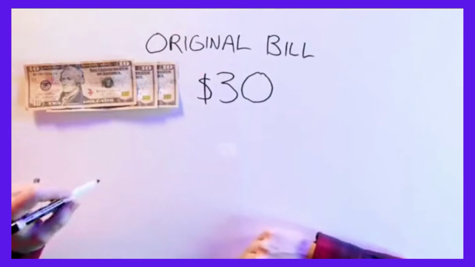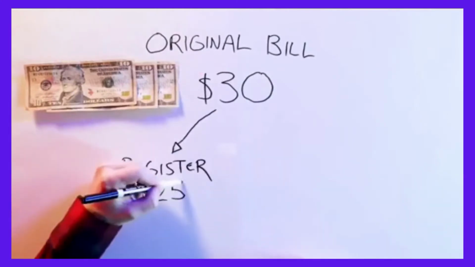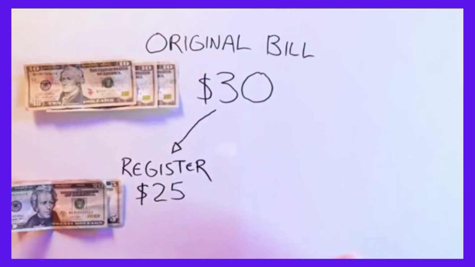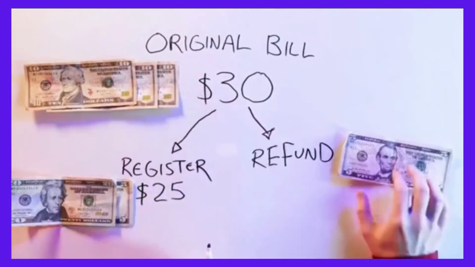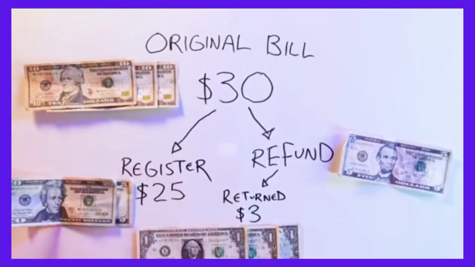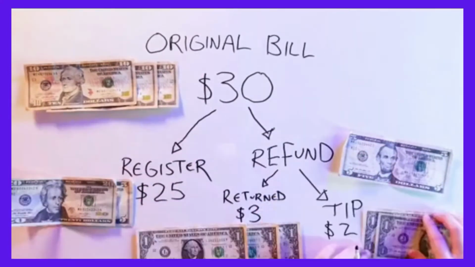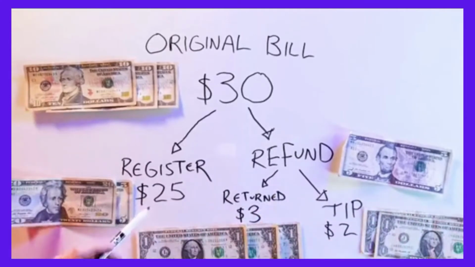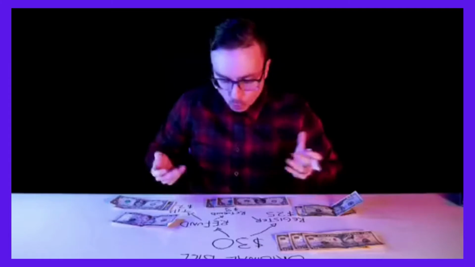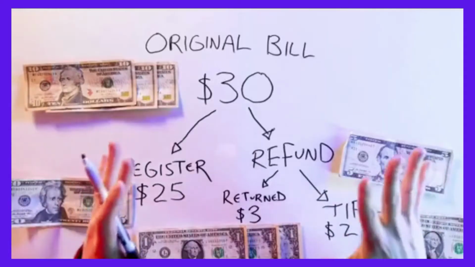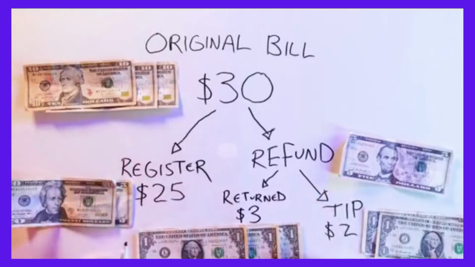We started with $30. 25 of that is still in the restaurant's cash register. The other 5 have been given back. $3 have been returned to you, and $2 for the busboy's tip. 25 plus 3 plus 2 equals 30. So where's the disconnect? Really, where exactly is the disconnect?